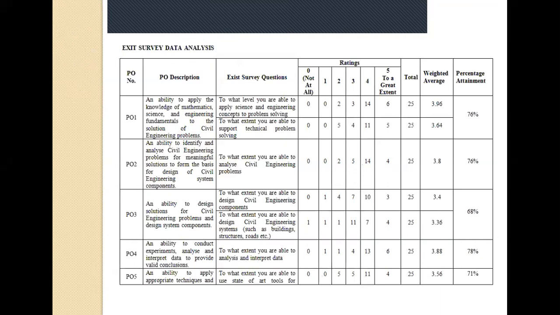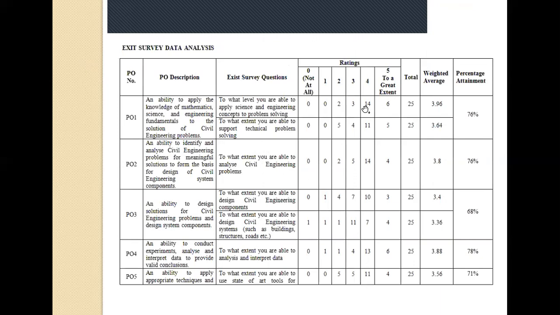Then next, how the exit survey has to be included. This is called the program exit survey, and because we are talking about POs here, this exit survey is going to be taken. They are going to ask certain questions on the different 12 POs. So the PO description and the exit survey questions are being given here. Like this, they will have the 12 questions. Here in the sample, they have shown only 5 questions. For each question, there will be some grading on a point scale of 0 to 5.